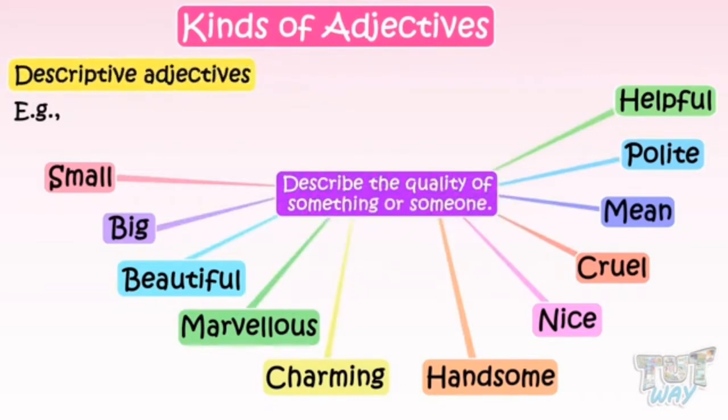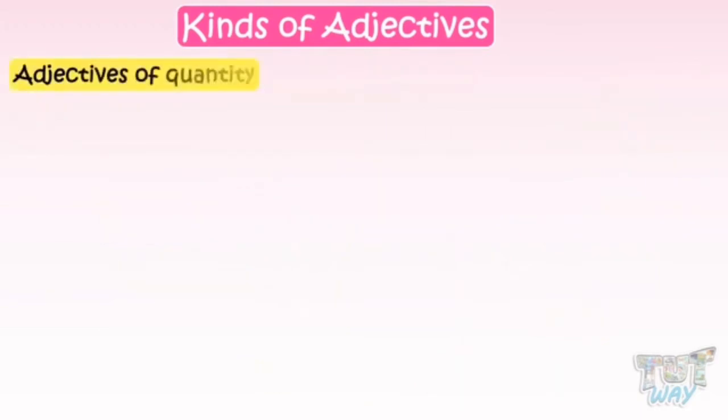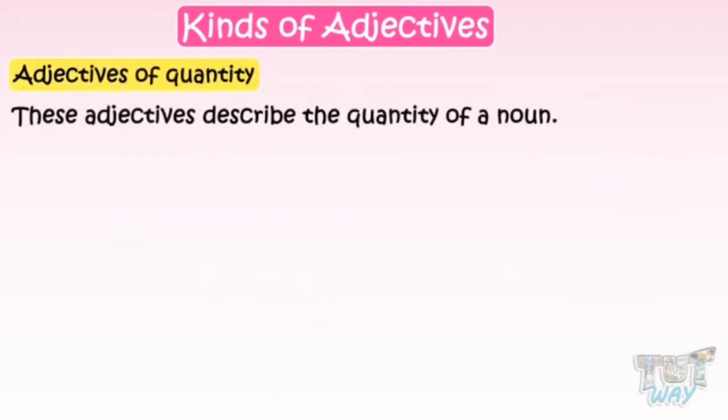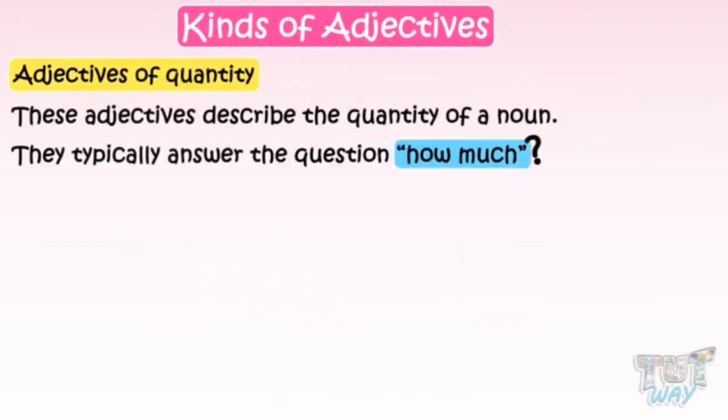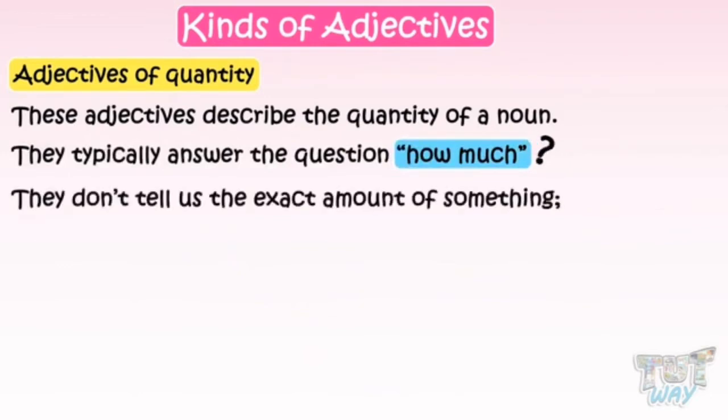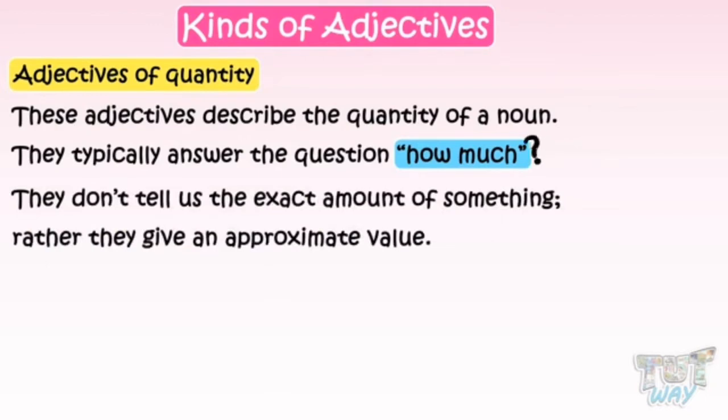Okay? Now let's look at another kind of adjective, which is the adjective of quantity or quantity adjective, if you want to call it that. These adjectives describe the quantity of a noun. Okay? They typically answer the question, how much? And they don't tell us the exact amount of something. Rather, they give an approximate value.